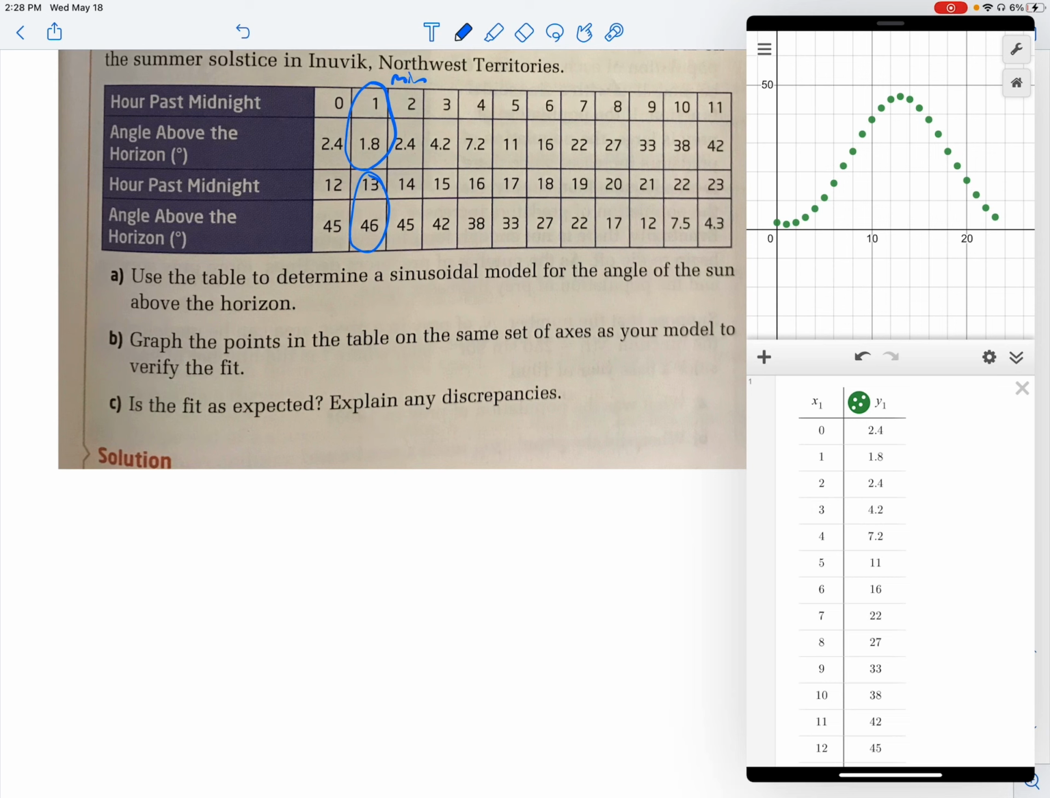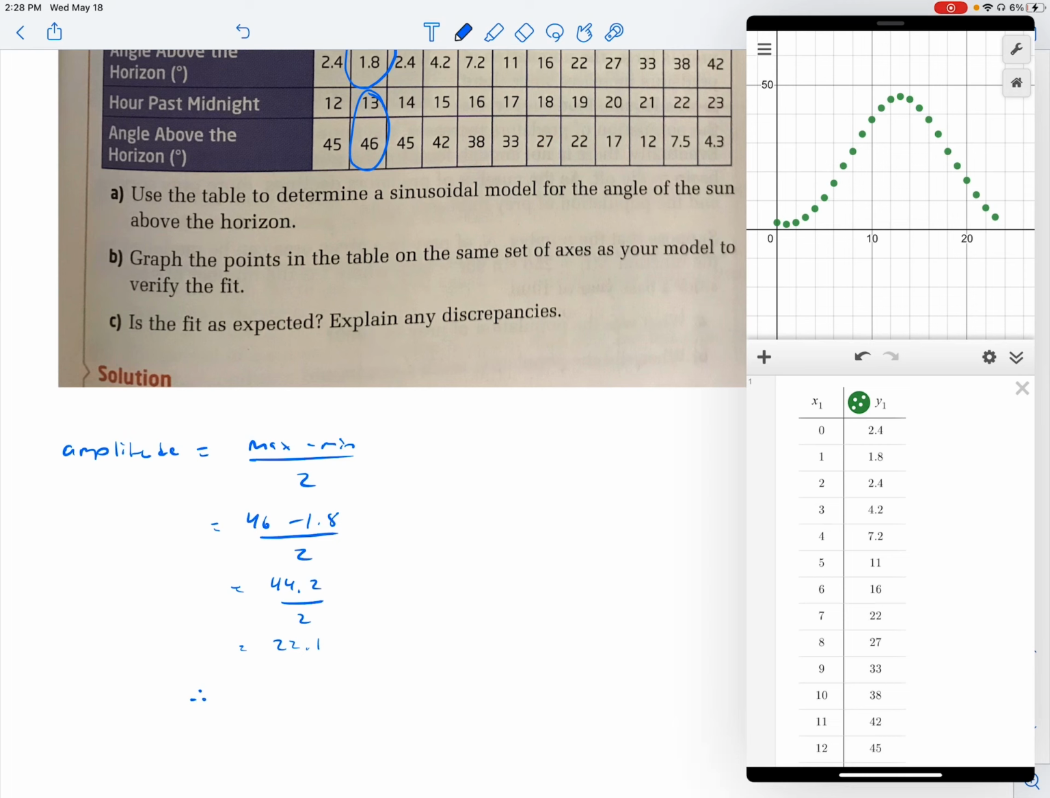Okay, so let's go ahead and get to it. We're going to try to come up with our amplitude first. So the amplitude is equal to max minus min over 2. So 46 minus 1.8 over 2. It's going to be 44.2 over 2, which is 22.1. So that's my value for A.